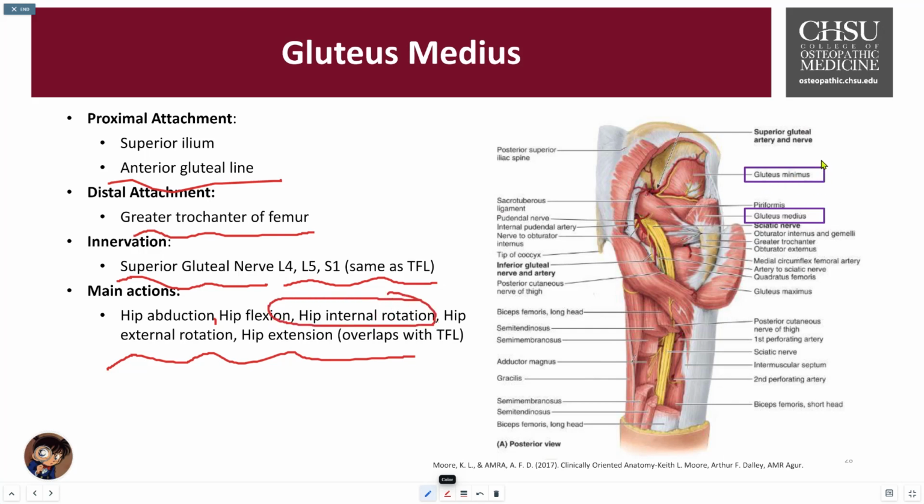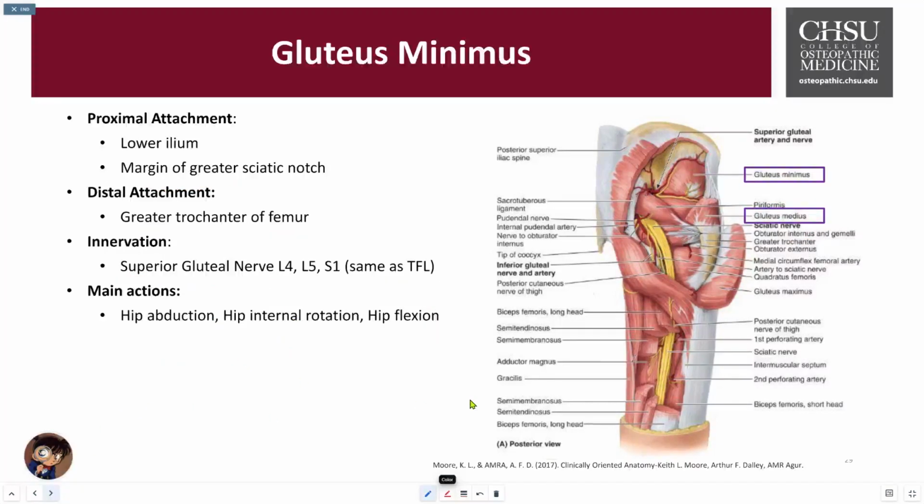Shown here, the medius right here, the fibers, and then the minimus is underneath that. Next one will be the gluteus minimus. This originates from the lower ilium, margins of the greater sciatic notch. Distal attachment will be the greater trochanter of the femur, and the innervation will be the superior gluteal nerve, L4, L5, S1. Similarly with TFL, main function will be the hip abduction, hip internal rotation, and hip flexion.